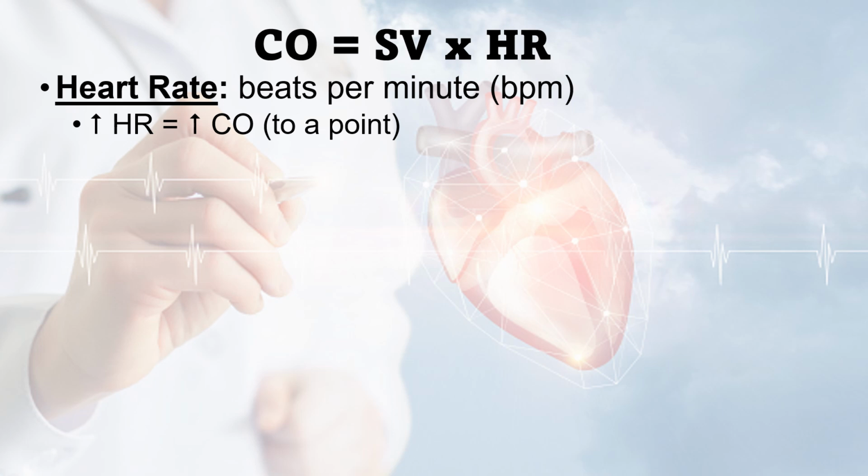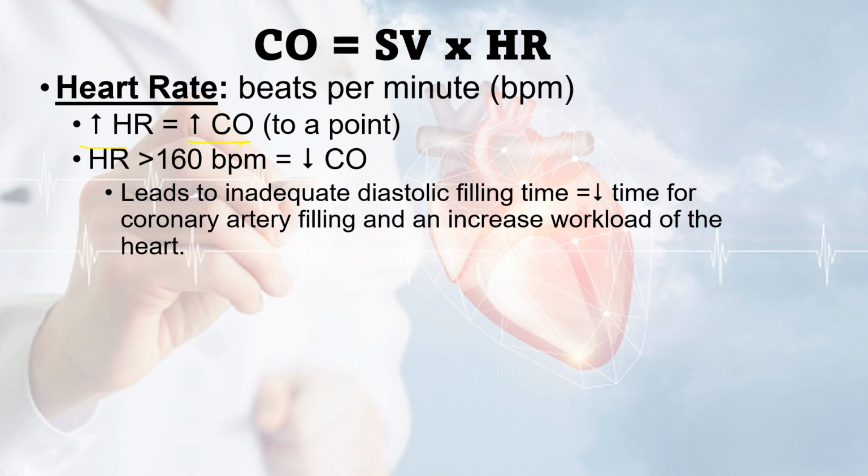To understand, increasing heart rate will increase the cardiac output up to a point. During arrhythmia also, heart rate increases. So there is a thing we are supposed to know. If the heart rate increases to more than 160 beats per minute, then it decreases the cardiac output. How does it decrease cardiac output? Because it leads to inadequate diastolic filling time. When there is inadequate diastolic filling time, the ventricular filling decreases. So what happens? Decreased time for coronary artery filling and an increased workload of the heart. So ultimately the cardiac output decreases.